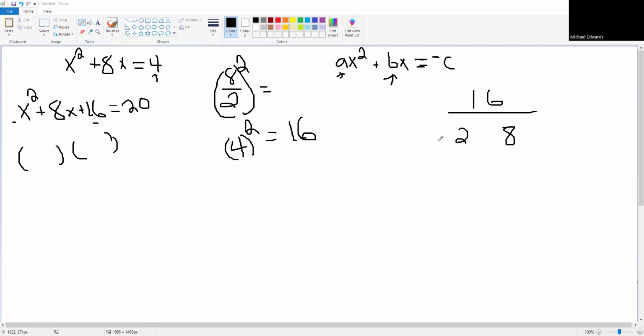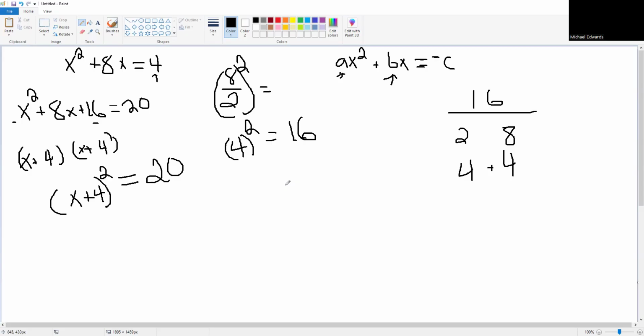What about 4? You think 4 will work? Well, if you put 4 into 16, you get 4 out. And 4 plus 4 is what? 8. That's our numbers. So we get x plus 4 and x plus 4, which you can rewrite as just plain old x plus 4 squared equals 20. Now, does this look familiar?